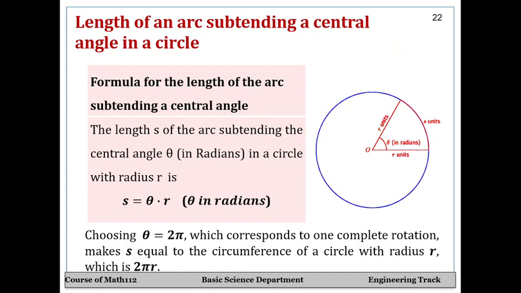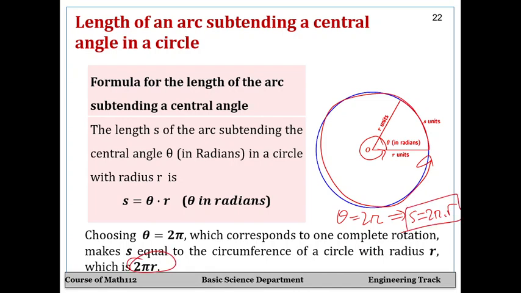So here also, if this is 2 pi, what do you get for the arc length? It will be 2 pi. If theta is 2 pi, then the perimeter, the muhit here, will be s equal to 2 pi times r. And this gives you the circumference or perimeter or muhit of the circle. So we have the circle formula, the length of the circumference formula.